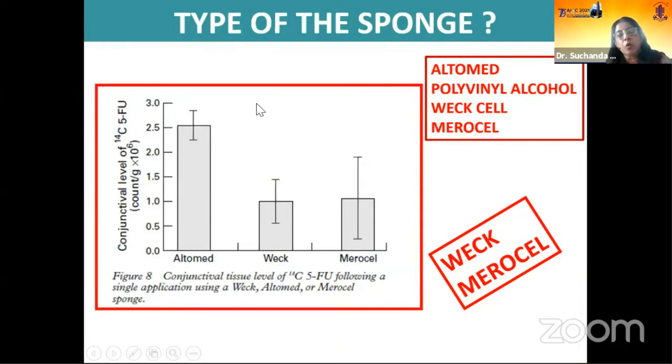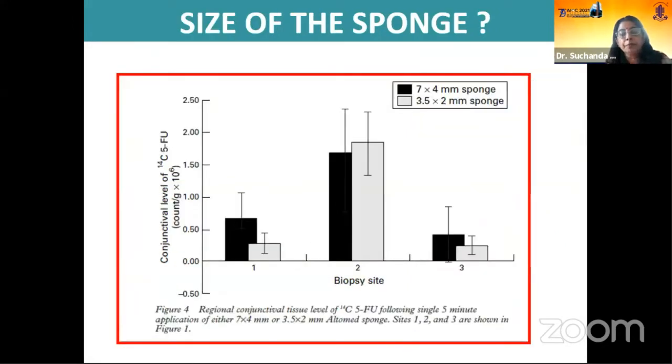But what they showed was that the material of the sponge made a difference in their study. The Weck-Cel and Merocel sponges, which we commonly use here, more or less delivered the same amount of drug in the same time, whereas the Ultracell sponges that they used delivered more than twice the amount of drug within the same time. So the material of the sponge, along with the duration of exposure, were 2 variables that were seen to play a role in drug delivery.